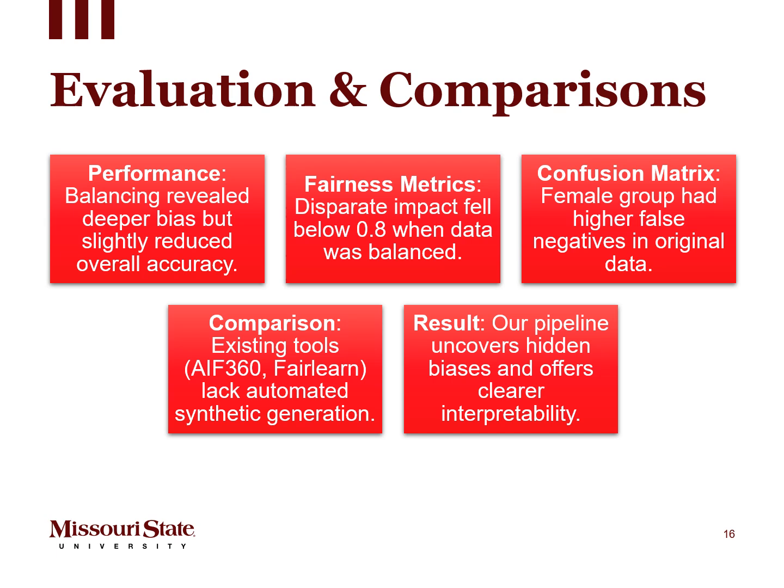The second one is fairness metrics. On balanced or counterfactual sets, we consistently observed disparate impact dropping below 0.8, a clear indicator of bias. Third, confusion metrics affirmed that female examples were receiving more false negatives.